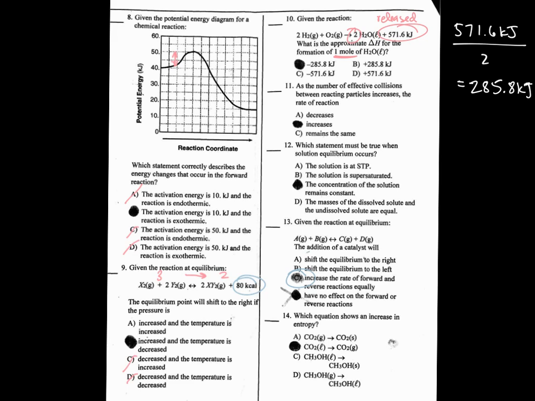So the purpose of the catalyst is not only to lower activation energy, it's to also increase and speed up the rate of reactions. And it increases both forward and reverse equally.